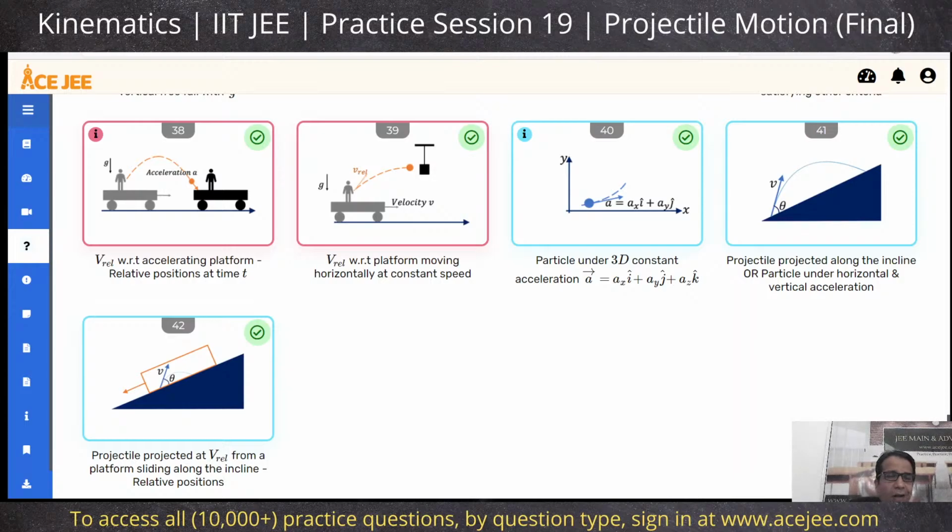Today we will cover the last two question types in this chapter. So both these will include the projectile projected along an incline. Let's see what are the two approaches that one can use.